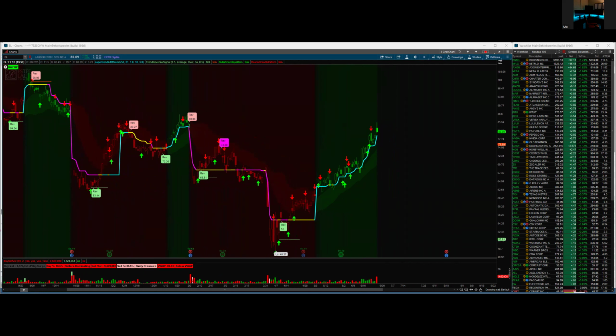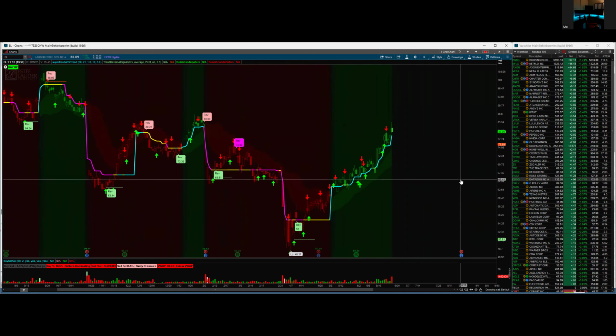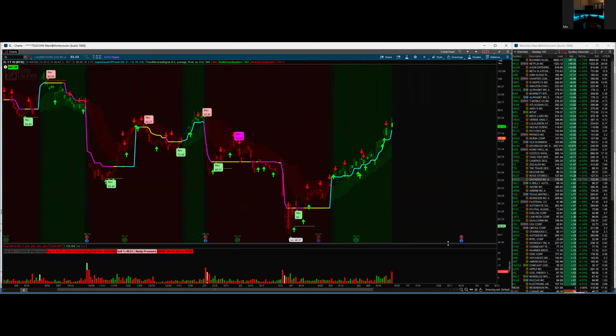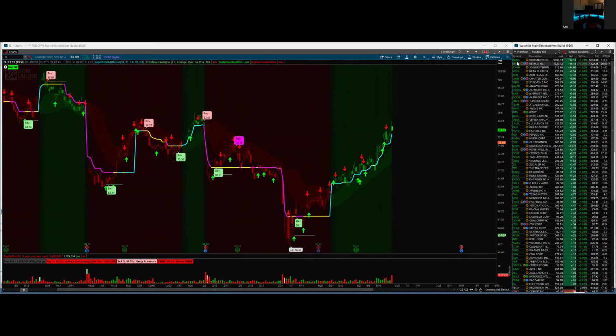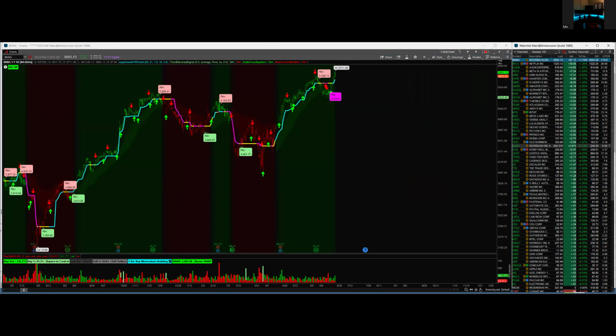This is a Thinkorswim platform that gives you buy sell signals. All you have to do is just follow the buy sell signal, nothing else. You can choose any time frame you like. It'll tell you exactly. It's down here.